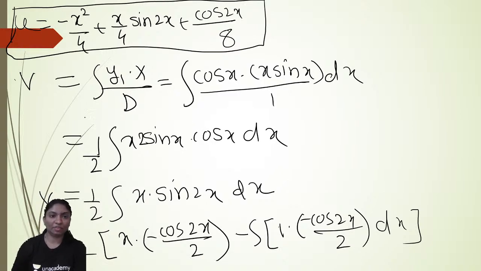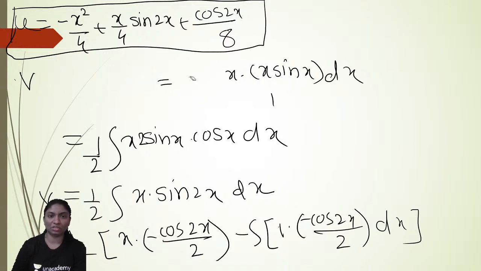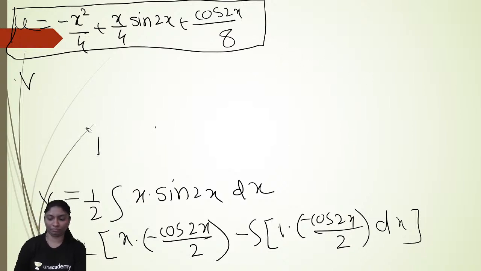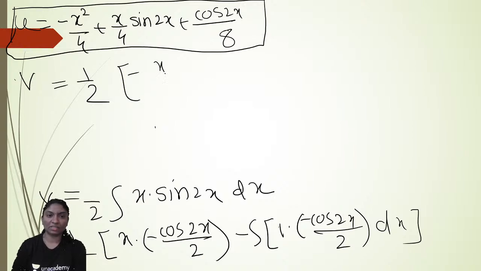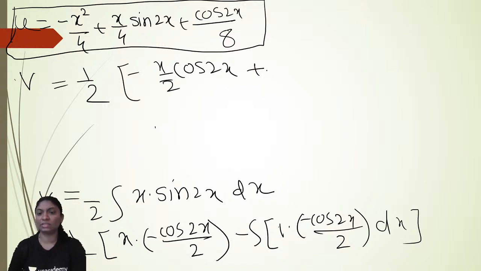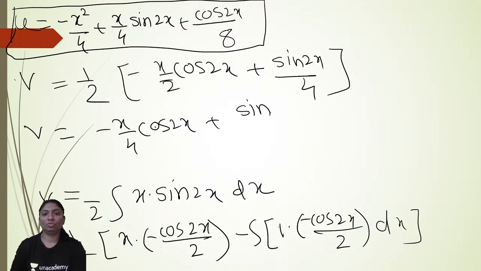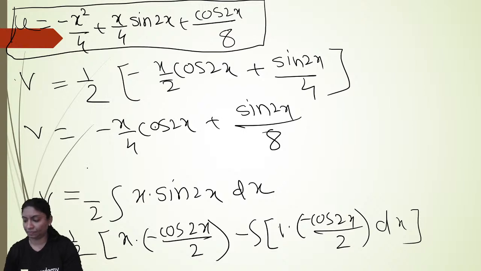Okay, so we will get v as v is equal to, I'm roughing this out, 1 by 2 into minus x by 2 cos 2x. Now this minus and this minus becomes plus, and the integration of cos 2x is sin 2x by 4. This 2 again. So your v becomes minus x by 4 cos 2x plus sin 2x by 8. This is our v.